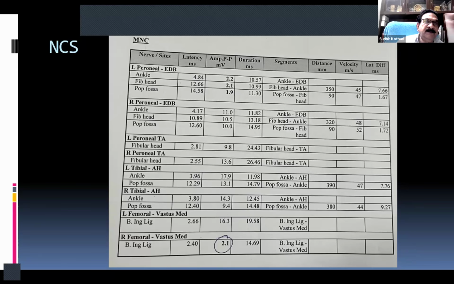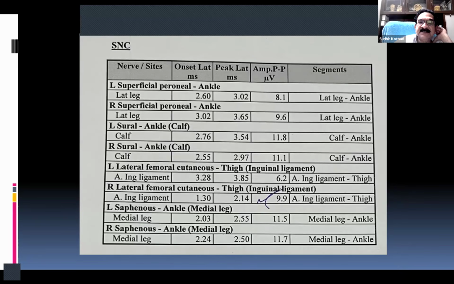Okay, so that may be due to some edema or something in the lower limb. Otherwise, tibial normal. Femoral shows a gross decrease in amplitude on the right, vastus medialis: 16 on the left side, 2.1 on the right side. Sensory potentials are all normal, including the saphenous. Lateral femoral cutaneous nerve was also done because there could be involvement of the lateral cutaneous nerve. That is also normal.